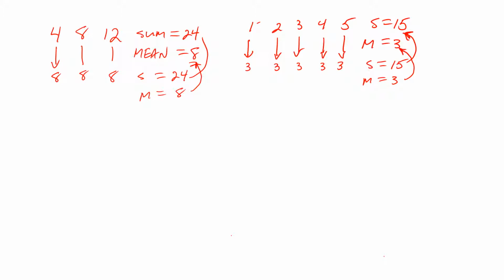So what this tells us is that the sum of the raw numbers, or the original numbers, is equal to the sum of the mean numbers, if all those numbers were the mean. This is going to come in handy in just a minute.